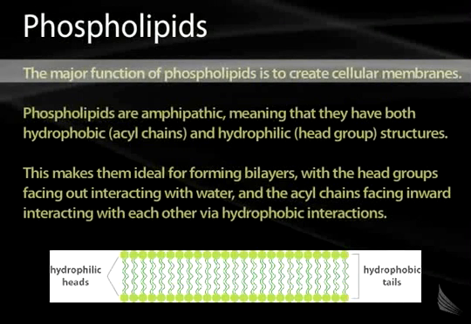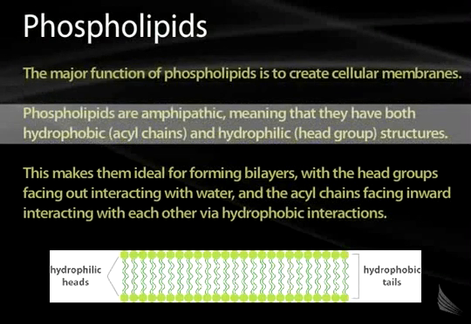The major function of these phospholipids is to create cellular membranes. Now, the phospholipids are what we call amphipathic, meaning that they have both hydrophobic and hydrophilic structures. The hydrophobic structures are the acyl chains that extend from the fatty acids attached to the first and second position of the glycerol backbone. And then there's a hydrophilic group, which is that head group.